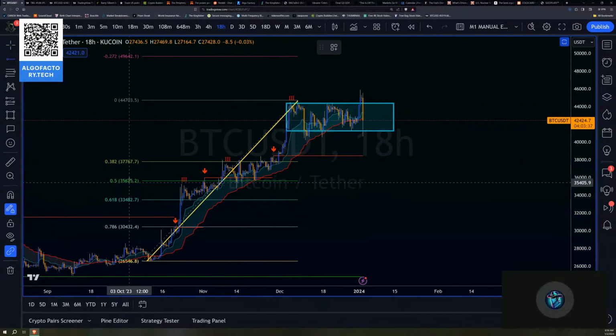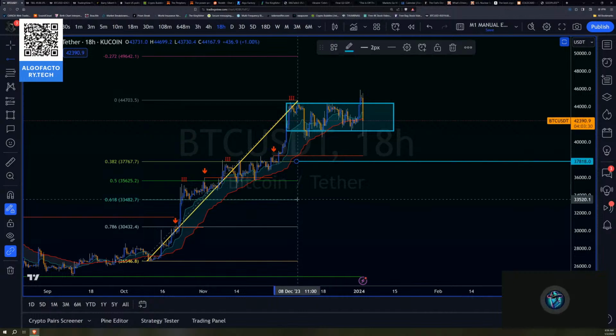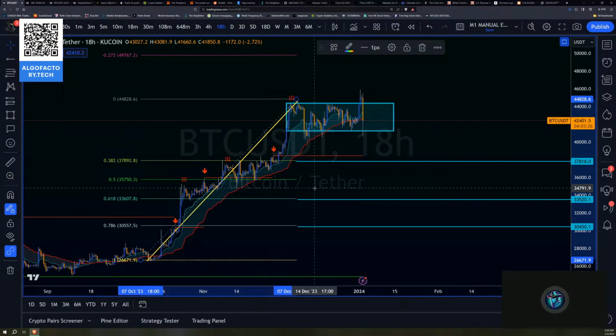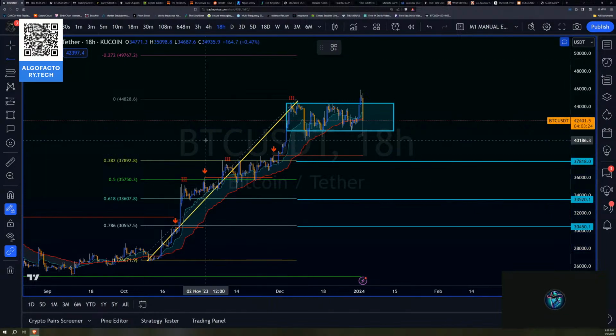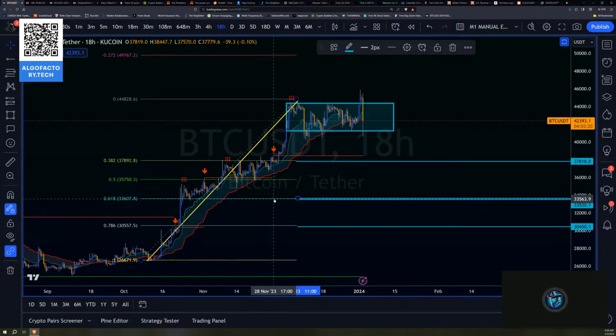The 0.5 is not really a fib number, just so you know. It's just there because people like it. But you get the 382, 618, 786. The 618 is going to be your golden ratio. I'll put two lines there just to be clear.